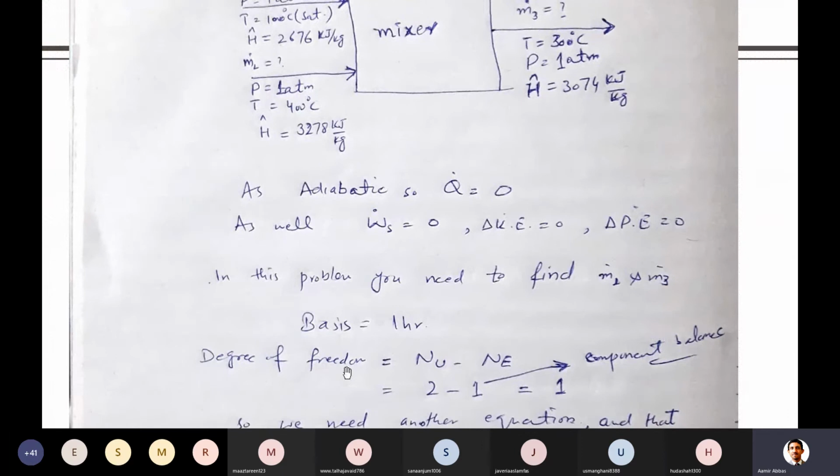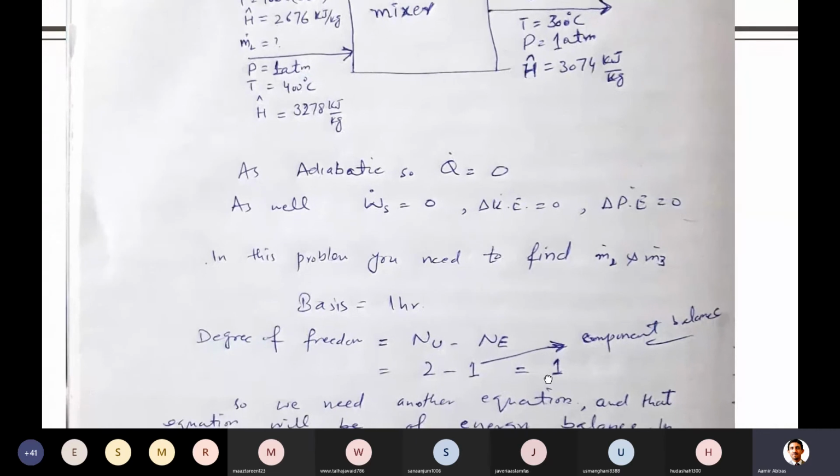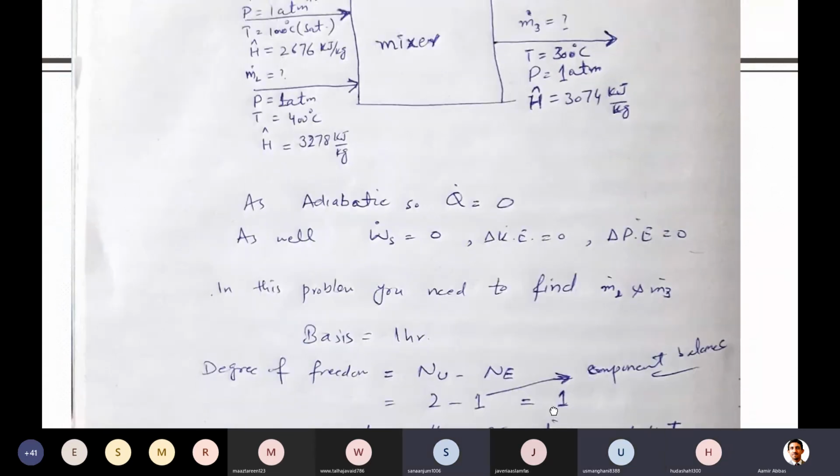In my case, if I show you here, you can see degree of freedom. I said number of unknowns is 2. Yes, I know. Number of equations: from the material balance point of view, I have only one equation, which is the component balance. So the degree of freedom is 1. So can I solve this problem for a unique solution? No. It means I have to look for some other equation. So what other equation is possible?